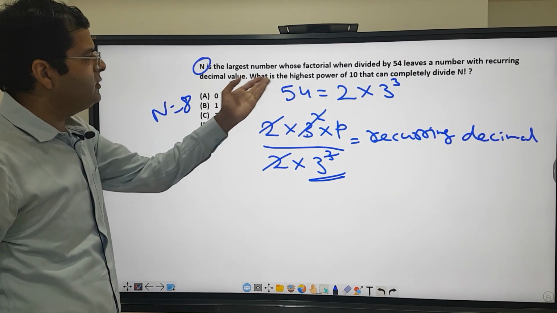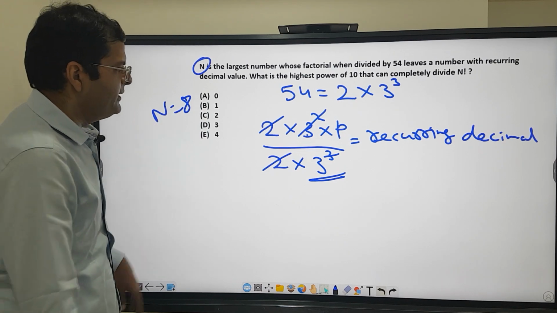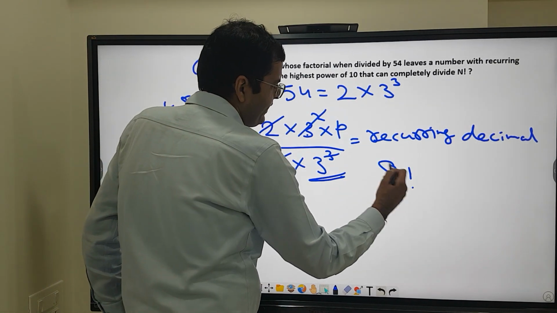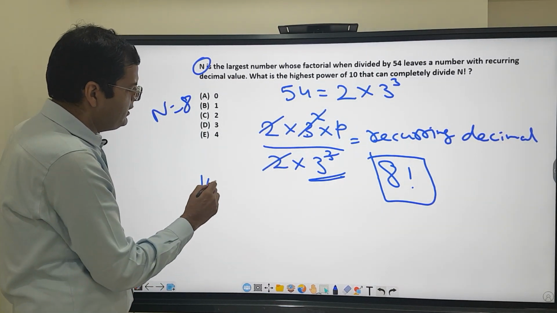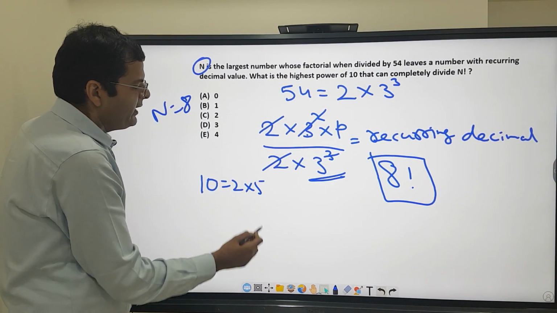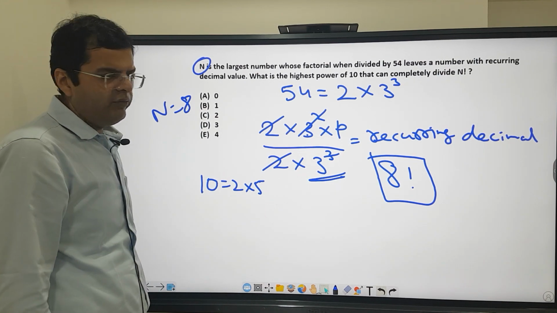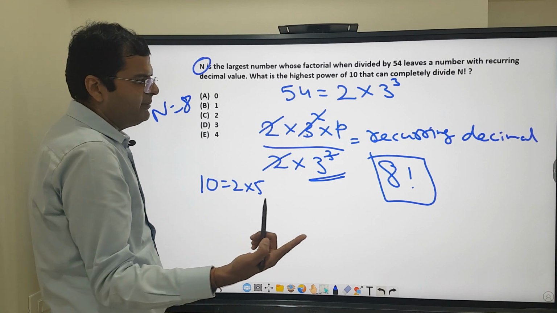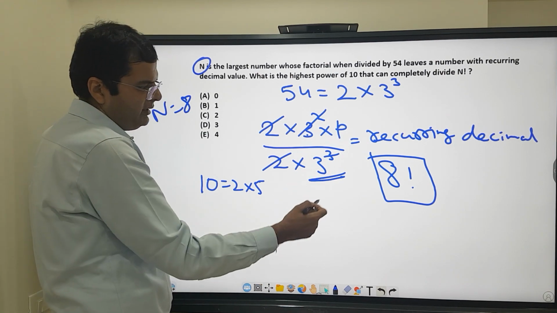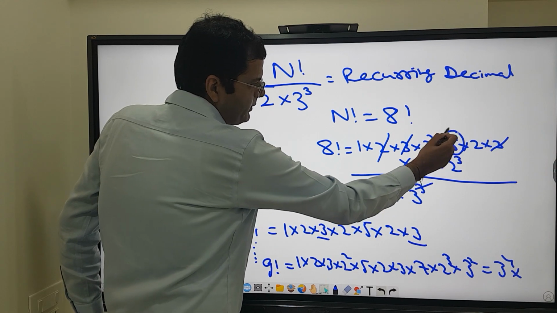So n is 8. Now the question is, what is the highest power of 10 that can divide n factorial? It means the highest power of 10 that can divide 8 factorial. Now how do we figure that out? 10 is 2 into 5. Anyway, in a factorial, 2's will be more than 5's, always. How many 5's are there in 8 factorial? Only one 5 will be there, because if you look here, in 8 factorial only one 5 is coming in between.